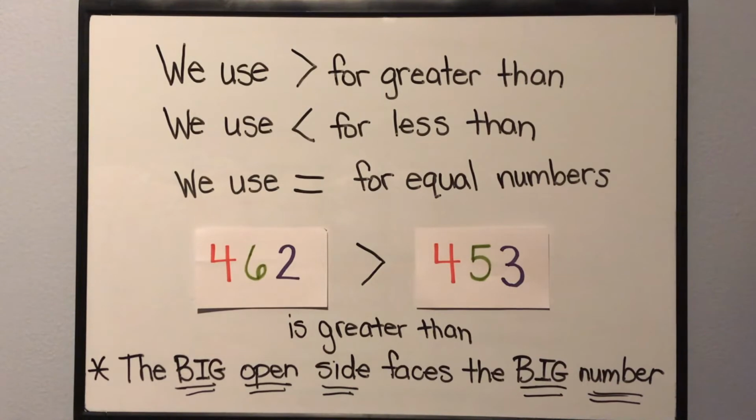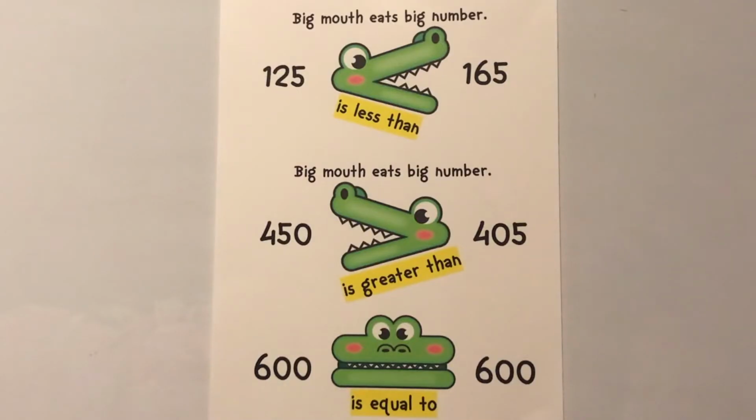453. I want you to remember that the big open side of the symbol faces the big number. One helpful tip to remember the symbol direction is that the big mouth eats the big number. So notice that these alligators are going to help us out, but they look like our comparing symbols.